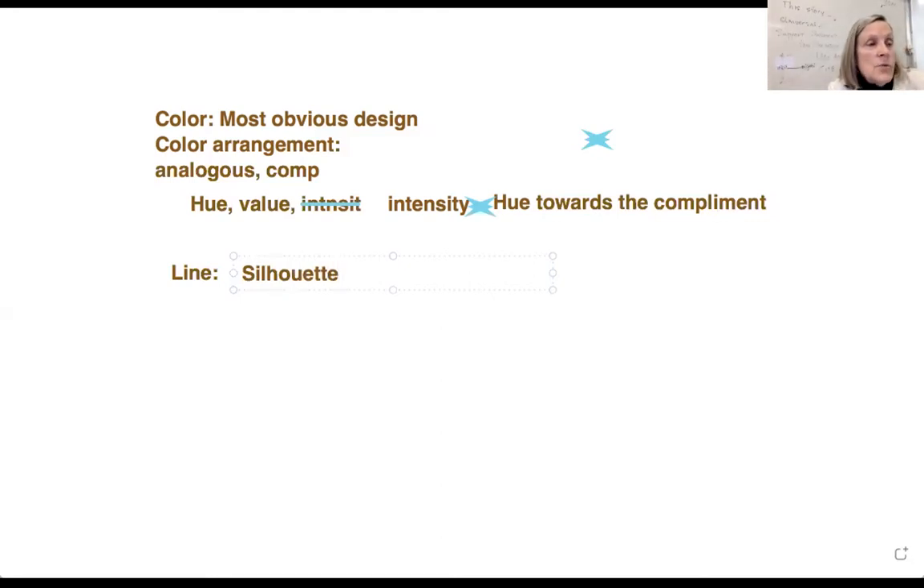Okay, so we have the silhouette. And there's two things about silhouette. We have the figure in space against the background, right? Multiple figures against the background. So if you have a very strong figure and a very strong hard line, outline, you're going to look at that character more. So silhouette can be the outline. And that's one form of line. Another form of line would be the actual thickness and thinness of the line.